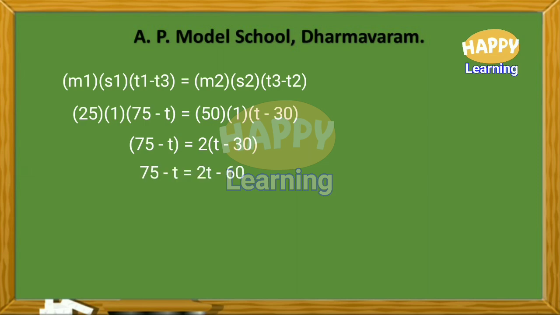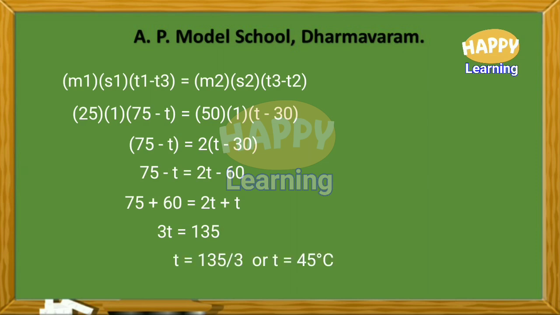Then on further simplification, 75 minus T is equal to 2T minus 60. That means we have multiplied the bracket with 2. Bring all T's one side and numericals one side. 75 plus 60 is equal to 2T plus T. Then we get 3T equal to 135.